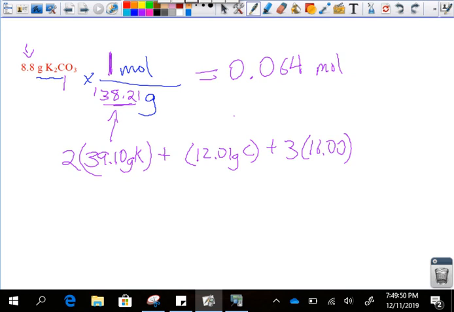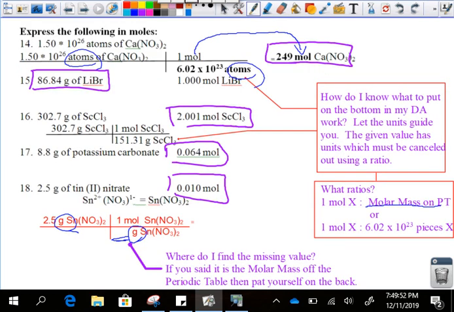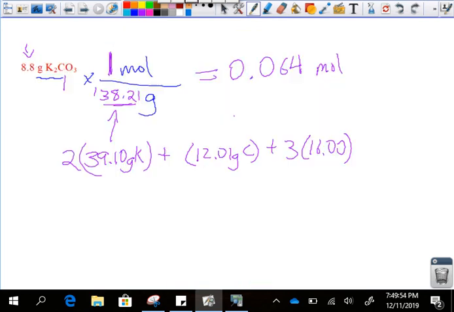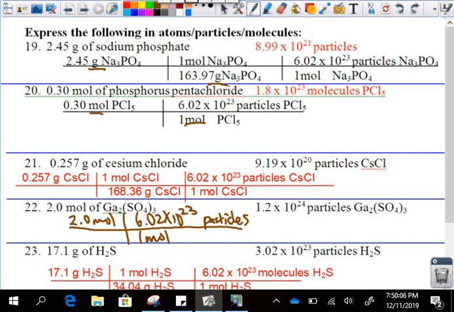Awesome. That was the answer to number 17. Carefully writing the given down, then putting the dimensional analysis together, realizing that grams come from the periodic table to represent 1 mole, then calculating the math. Whew.